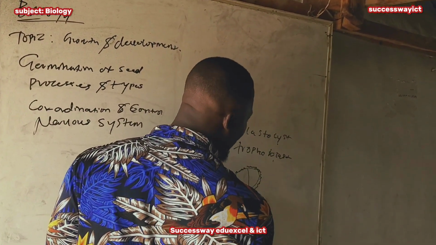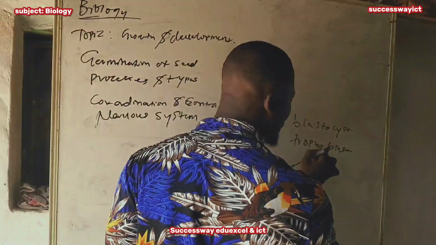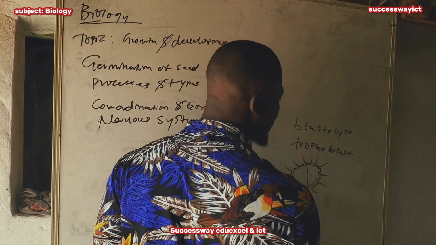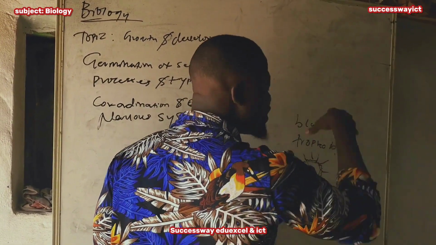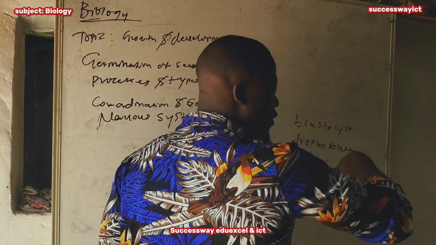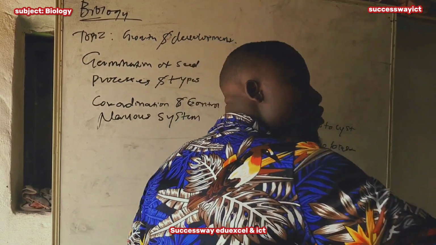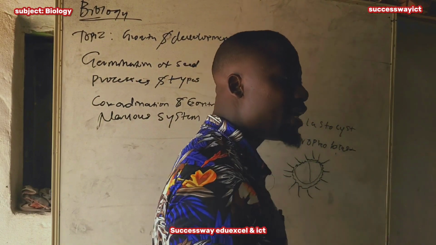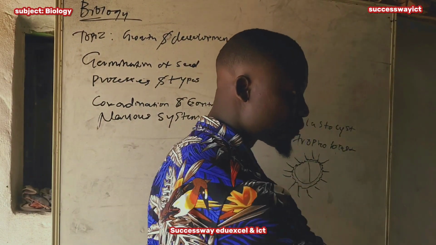Now, here the embryo will develop a finger-like structure. The finger-like structure now is a trophoblast, where it will fuse itself to the womb of the woman. Are we together? Then it starts absorbing the nutrients from the womb directly. Are we together? That process is implantation.